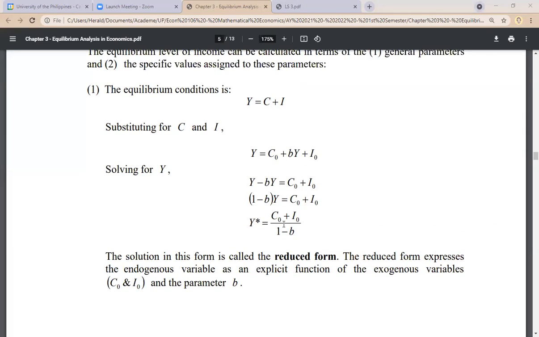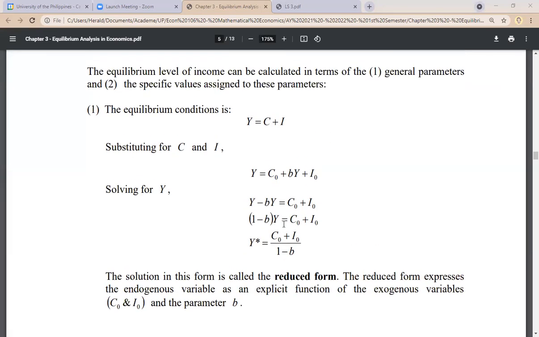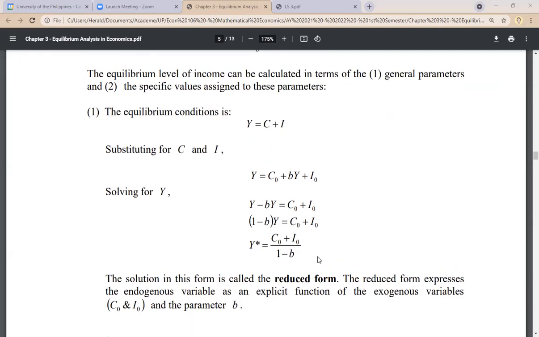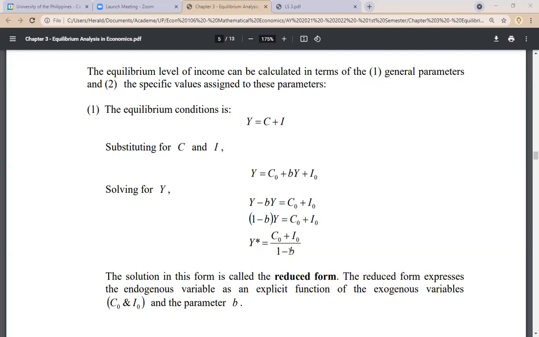Okay. Before I proceed to the other one, do we have any questions, class? Do you have a question regarding how we arrive at this reduced form?